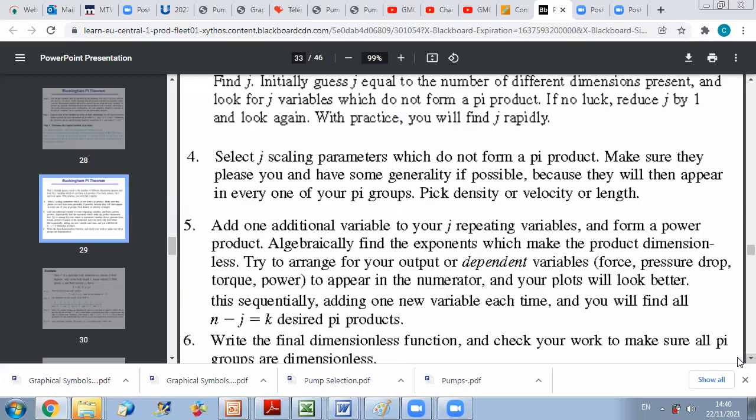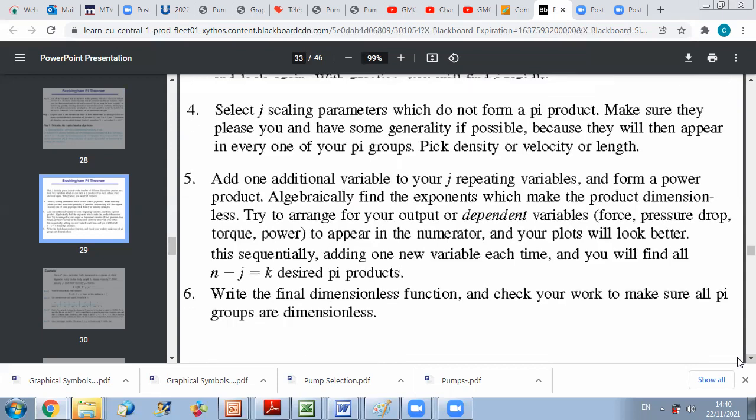Fifth step, add one additional variable to your J repeating variables and form a power product. Algebraically, find the exponents which make the product dimensionless. Try to arrange for your output or dependent variables, force, pressure drop, torque, power, to appear in the numerator, and your plots will look better. By sequentially adding one new variable each time, you will find all groups desired.